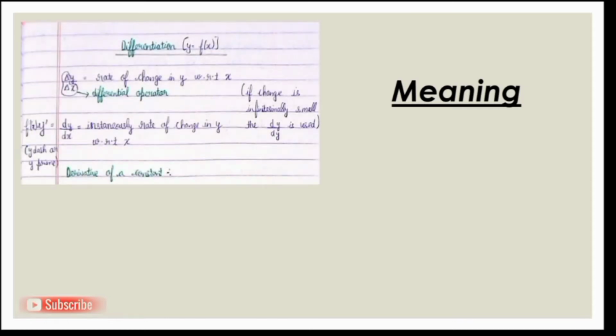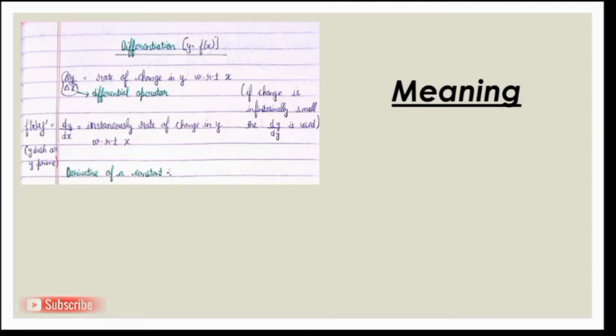As we all know, differentiation is defined for the term y equals f(x), and its meaning is the rate of change of y with respect to x. We can see that del y upon del x is defined as the rate of change of y with respect to x. We can also write del x upon del y, which is nothing but the rate of change of x with respect to y. We know that del y upon del x is the rate of change, but del upon del x is called the differentiation operator.